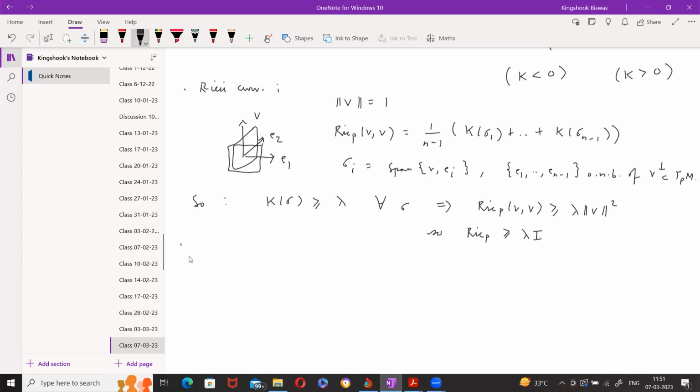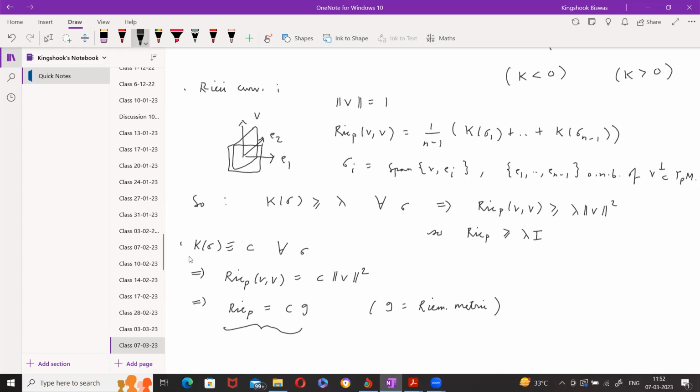So if sectional curvature is equal to a constant C for all sigma, then that implies that Ricci of VV is constant, equal to C norm V squared, right? So that implies that this Ricci curvature is C times the metric G, where G is the Riemannian metric. So such a manifold is called an Einstein manifold.